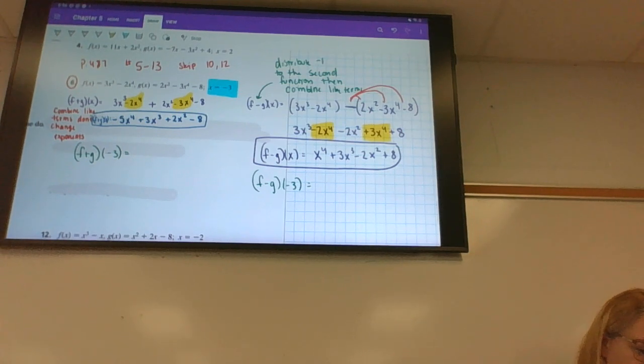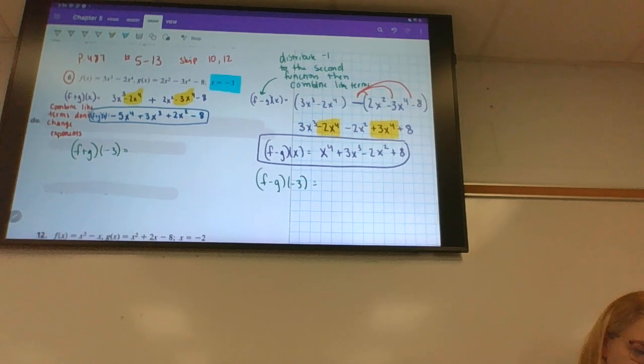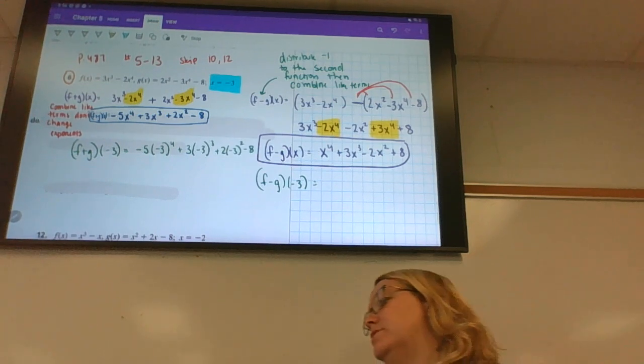Here we go. I'm going to use a calculator. I did this by hand last class and I was like, man, these numbers are really big. Negative 5 times negative 3 to the fourth plus 3 times negative 3 to the third plus 2 times negative 3 squared minus 8. Maybe I'll try it then.